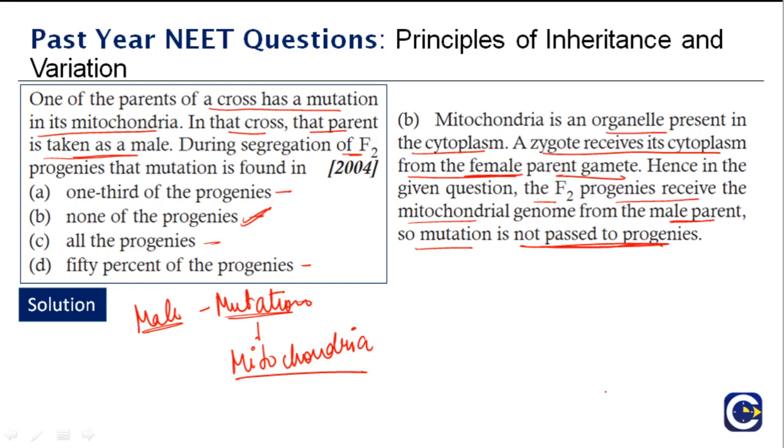You see how they ask a simple concept in a quite tricky way. But if you know the concept, you can easily answer the question. Mitochondria is present in the cytoplasm and always the mother gives the cytoplasm to the zygote. So it doesn't matter if the male mitochondria has the mutation or not. So the answer is B, none of the progenies.